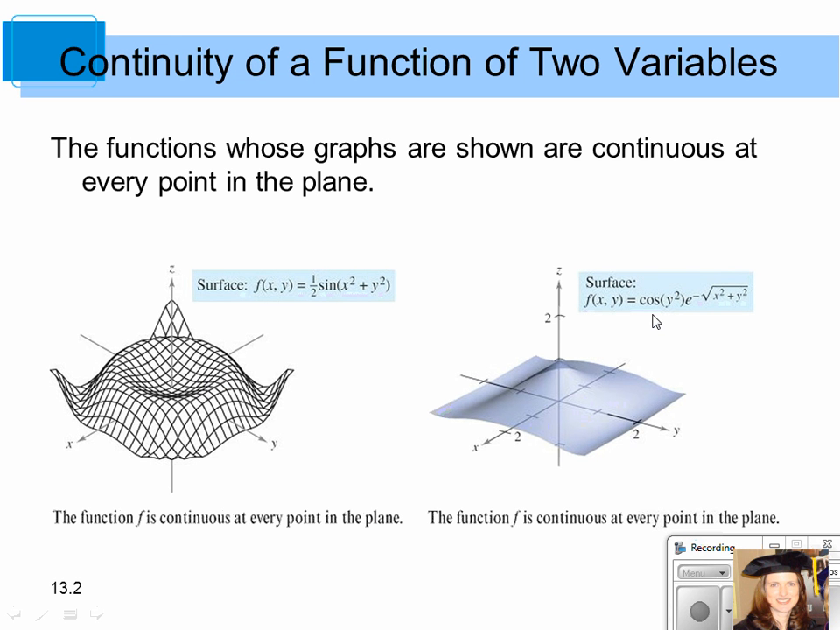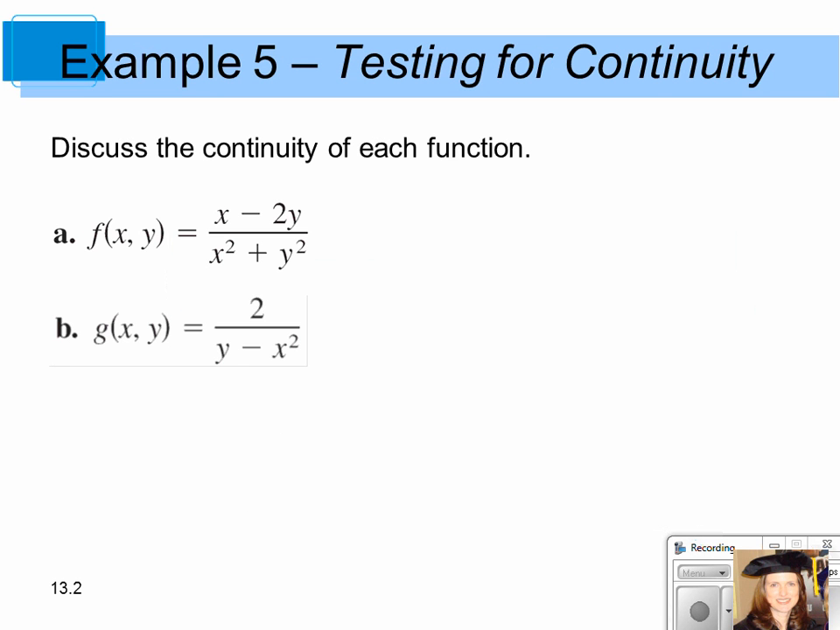This function is also continuous at every point in the plane. The function f(x,y) = cos(y²) e^(-√(x² + y²)). Let's discuss the continuity of each of these functions.